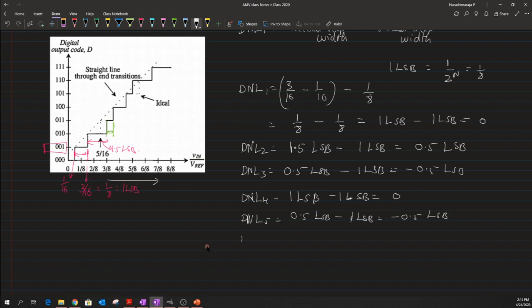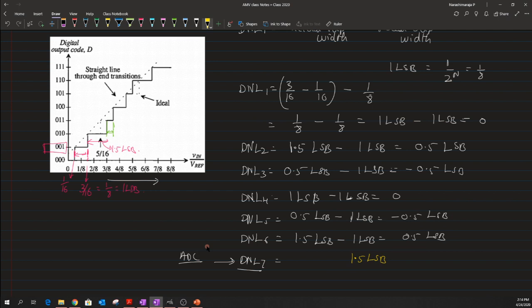DNL of 6, the width seems to be 1.5 LSB minus 1 LSB, and it turns out to be a number which is plus 0.5 LSB. So finally the DNL of 7 is, yeah, so in this case, while computing the DNL of 7 for an ADC, the ideal value is basically 1.5 LSB. Okay, so this is different, and we have to see whether we have a width that is of the same value.